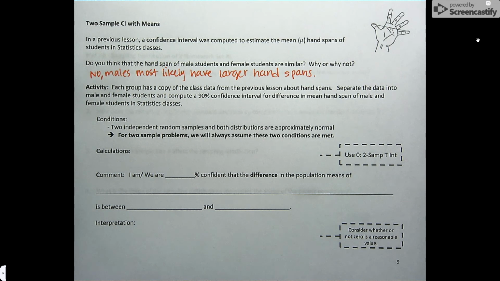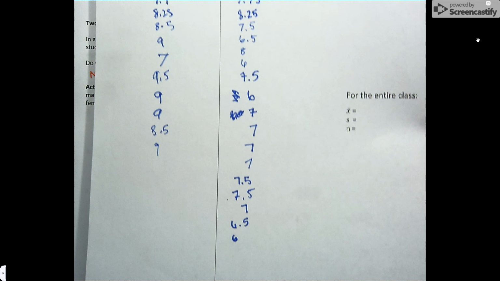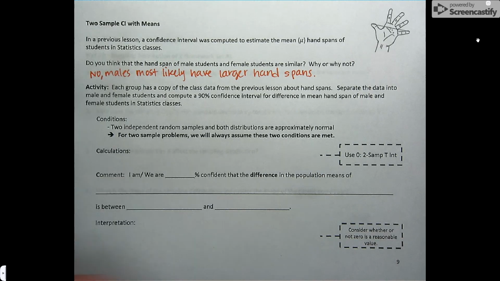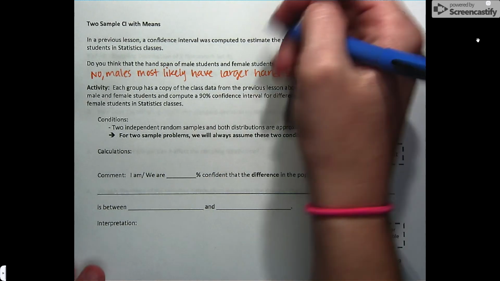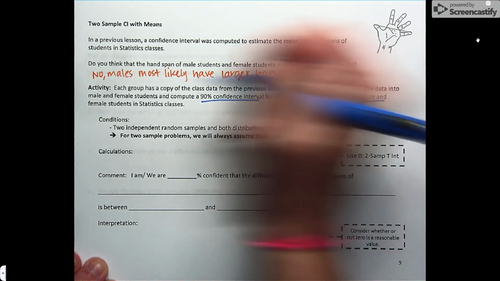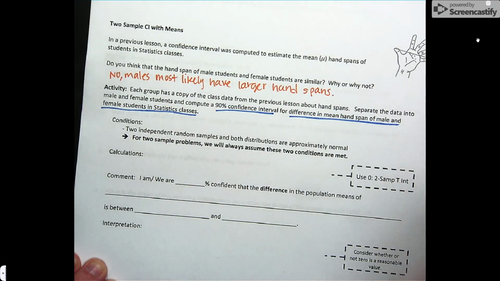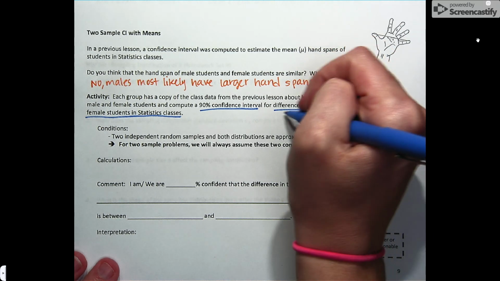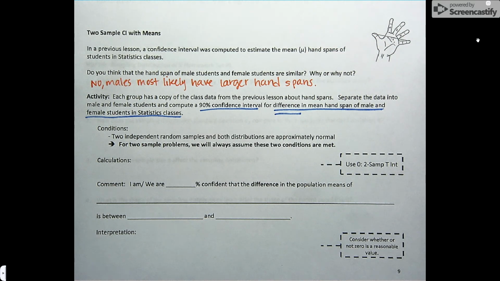So we have our class set of data. For the sake of this video, I'm just going to use my fourth period data just because that was the first one that I pulled out of my little bin. And they were separated into male and female students. So you can see we have male and female students here. And we're going to compute a 90% confidence interval for the difference in mean handspan of male and female students in statistic classes. But the key is we're going to talk about the difference between them.